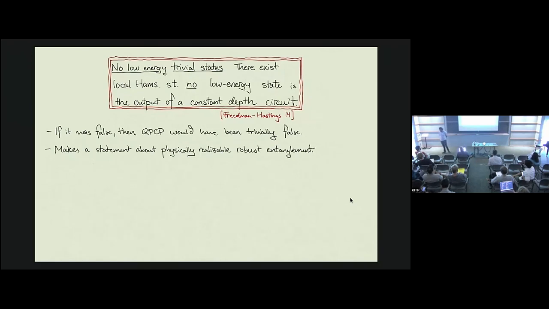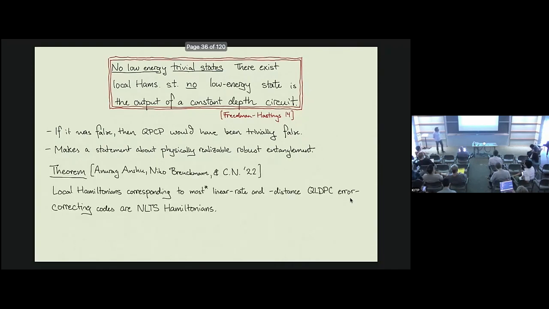a consequence of the quantum PCP conjecture. So it was a good place to start if you were a disbeliever. If you broke this, then you broke quantum PCP, and it would really change our understanding. But as I said, it's also making a statement about physically realizable robust entanglement.